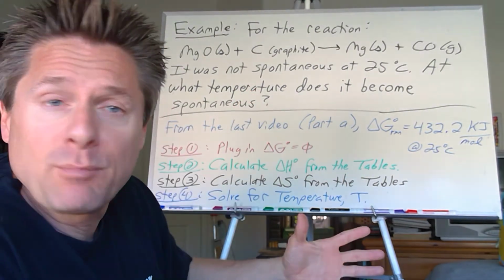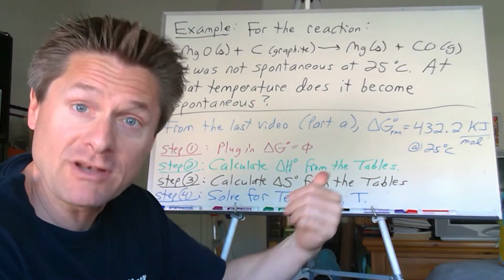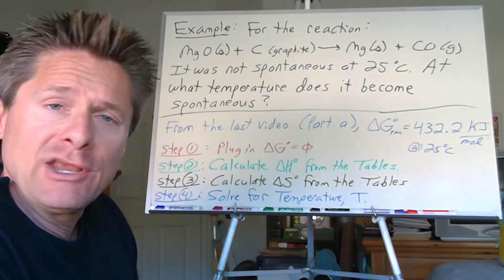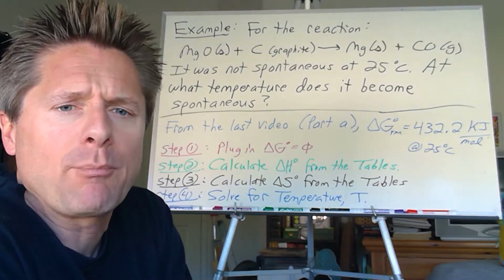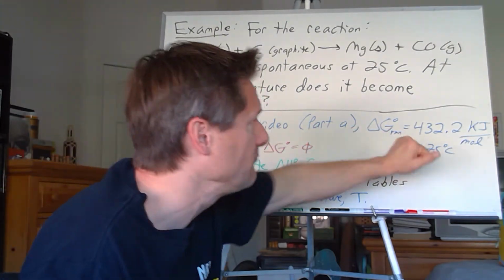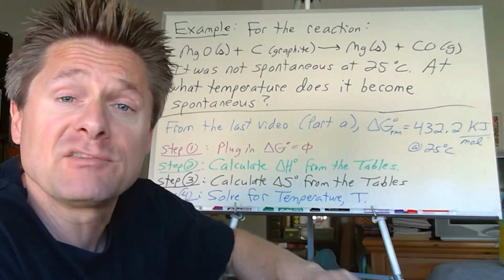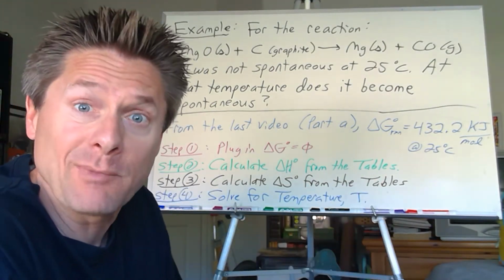So this will be an obvious part B. What temperature does it become spontaneous? All right, so we talked about that with the graph earlier. So here's kind of a straightforward four-step process, but it's going to take a while to calculate. All right, so from the last video, we had delta G naught's 432.2 at 25 degrees Celsius. That has no relevance to this problem. That was just part A telling us that's not spontaneous.